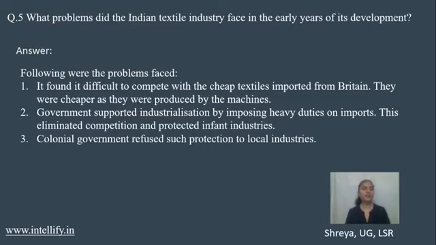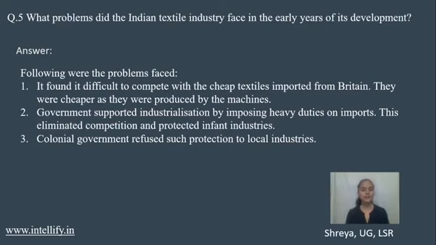First, it found it difficult to compete with the cheap textiles imported from Britain. The textiles imported from Britain were cheap because they were produced by machines. Manual labor was not a big factor there, but in India, it was. So, it was very difficult to compete with them.